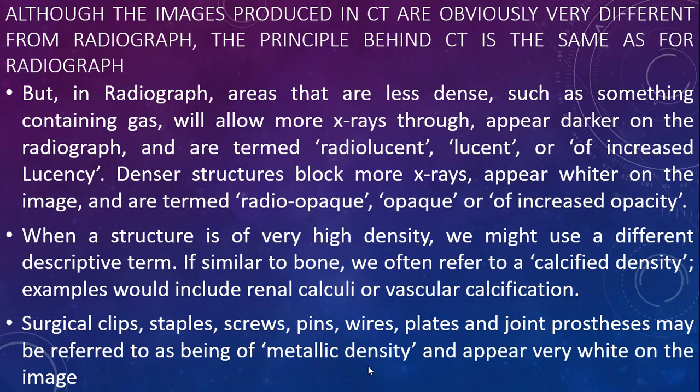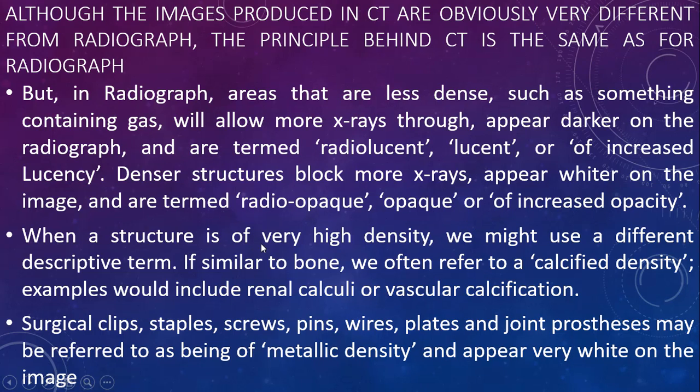Although the images produced in CT are obviously very different from radiographs, the principle behind CT is the same as for radiographs. In radiographs, areas that are less dense, such as something containing gas, will allow more X-ray through, appear darker on the radiograph, and are termed radiolucent, lucent, or of increased lucency. Denser structures block more X-ray, appear whiter on the image, and are termed radio-opaque, opaque, or of increased opacity.